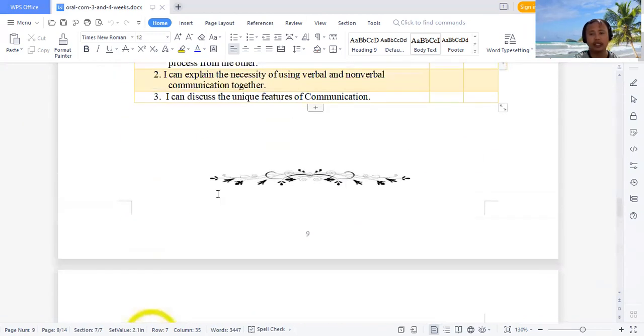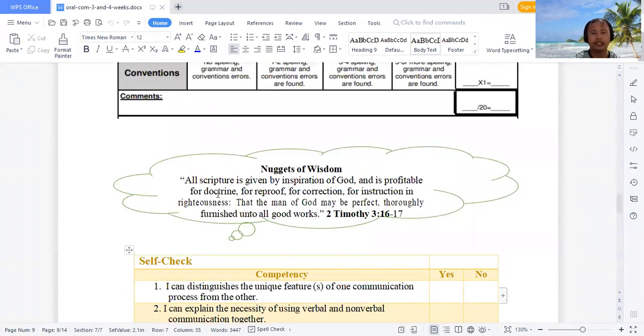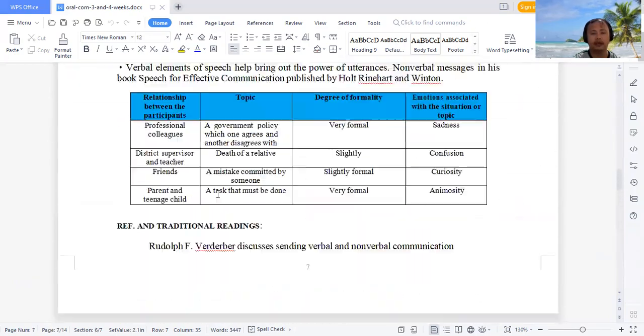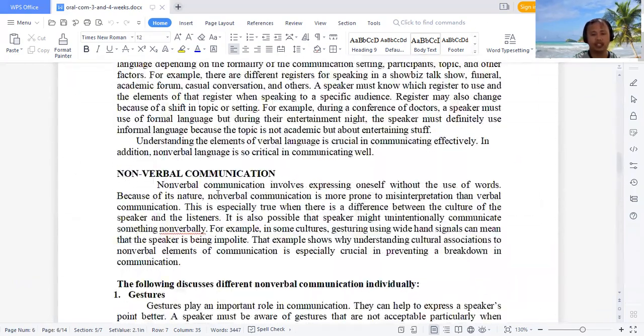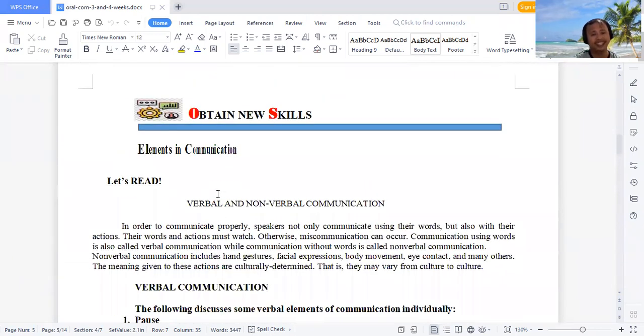Okay, so that is for topic 3, which is elements in communication.